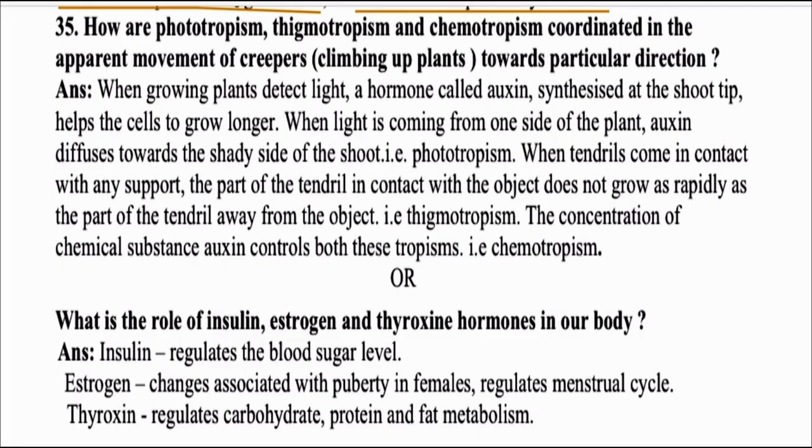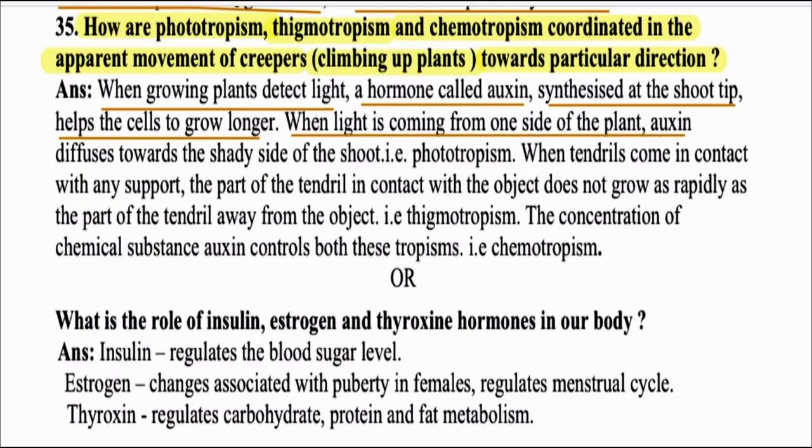Next, 35th question. How are phototropism, thigmotropism, and chemotropism coordinated in the apparent movement of creepers climbing up plants towards a particular direction? Answer. When growing, the plant detects light. A hormone called auxin synthesized at the shoot tip helps plants to grow longer. When light is coming from one side of the plant, auxin diffuses towards the shady side of the shoot.